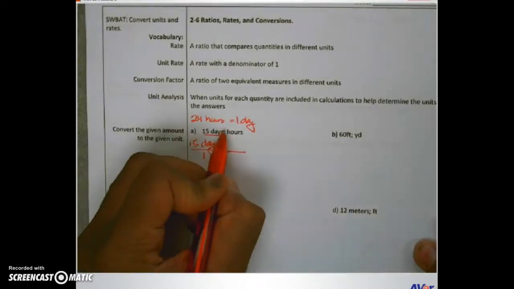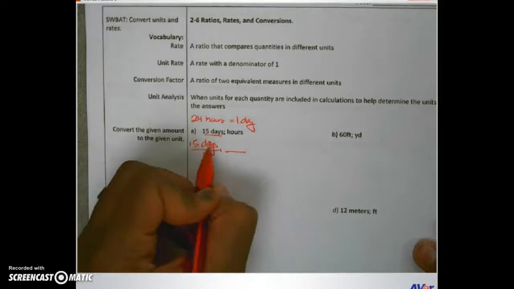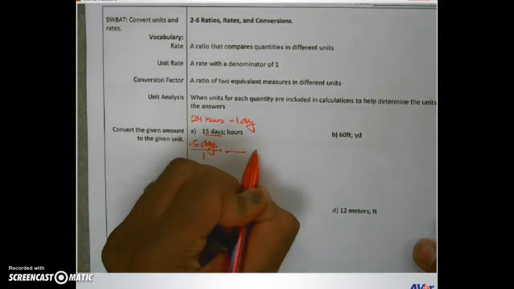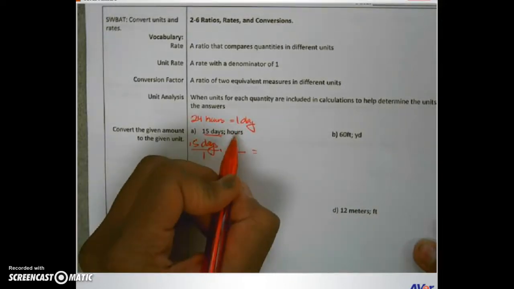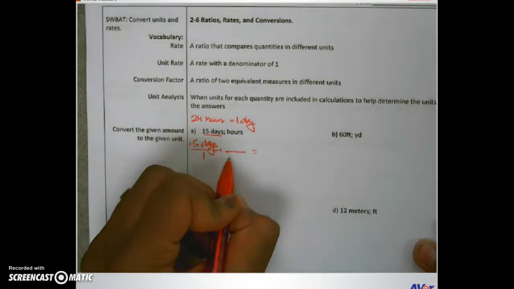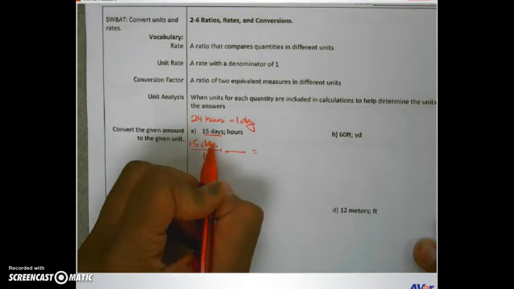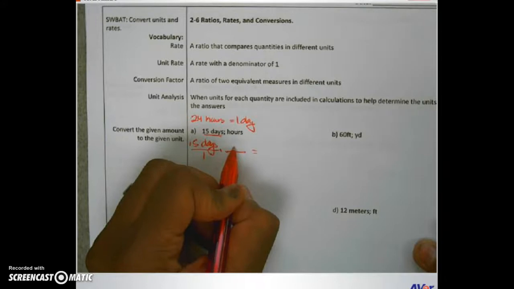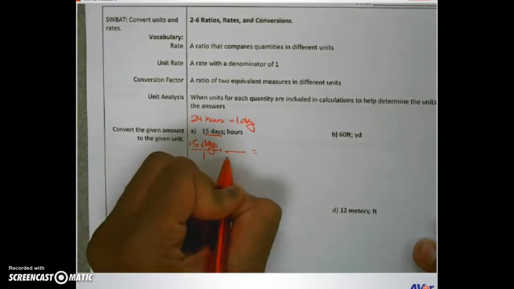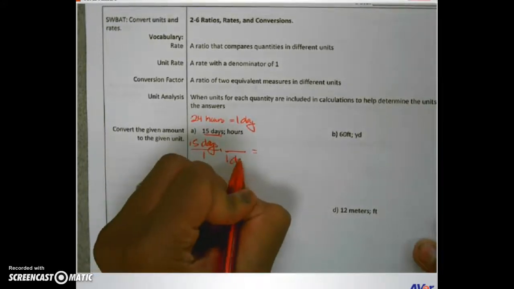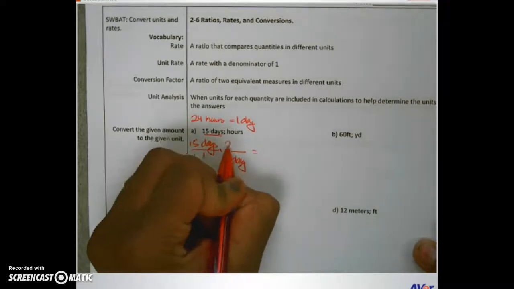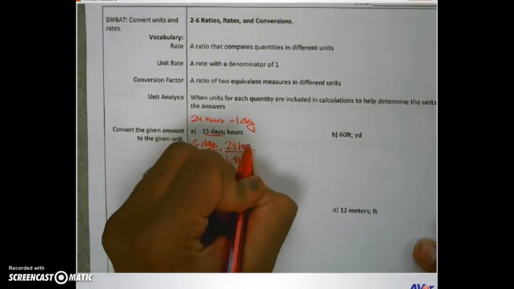Okay, so we said that there are 24 hours in one day. So I want the days to cancel out, and I want my answer to just have hours. So this one day, would I put it up top or on the bottom? Well, if I put it up top, I'm going to have days times days. That's extra days. I'm not going to want that. I want to cancel it. So I'm going to put it on the bottom, and I'll put the 24 hours on top.